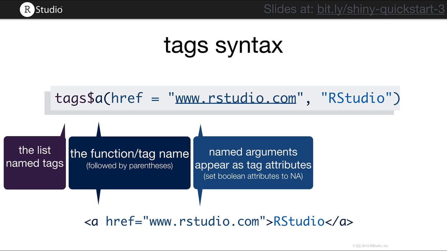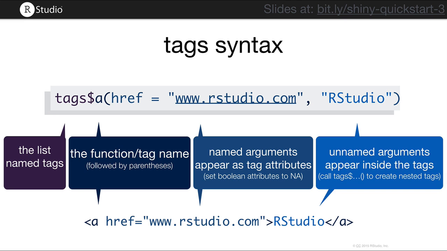So the way you add those attributes is you pass them to your tags function as a named argument. If you pass arguments to the tags function that do not have names, then the function will put it in between the tags or inside of the tags in the HTML. So here, when I write RStudio with no name, it becomes the text that goes inside the A tag. And for the A tag, that will be the text that your viewer sees and can click on. It will normally be blue or underlined, something that tells the viewer that's an active web link.